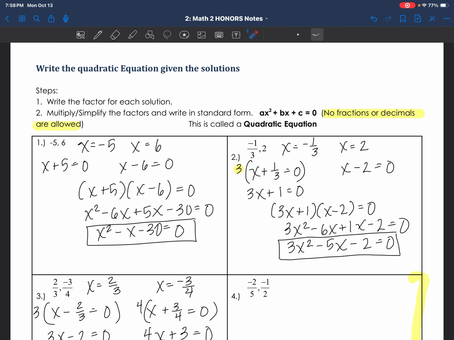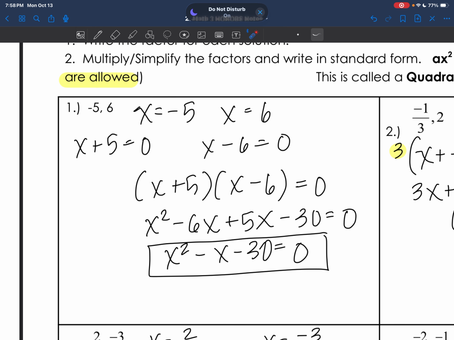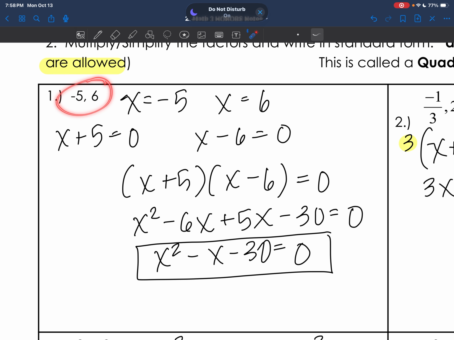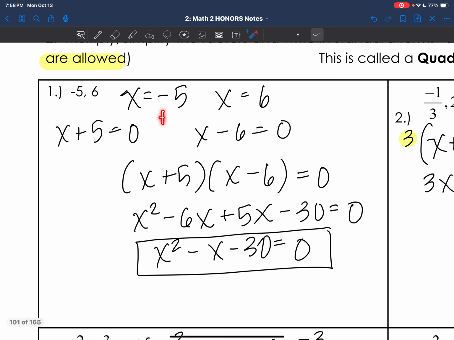So when you're doing this, just be careful that you're doing the opposite. So if your answers are negative 5 and 6, you're going to set them. So starting here, we have to add 5 and set that equal to 0. And then we're going to subtract 6. And that's where we got that from, and that's equal to 0.